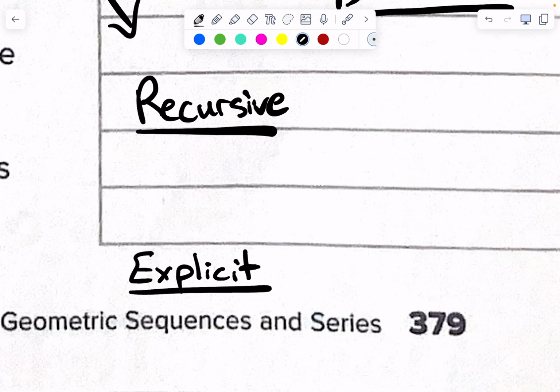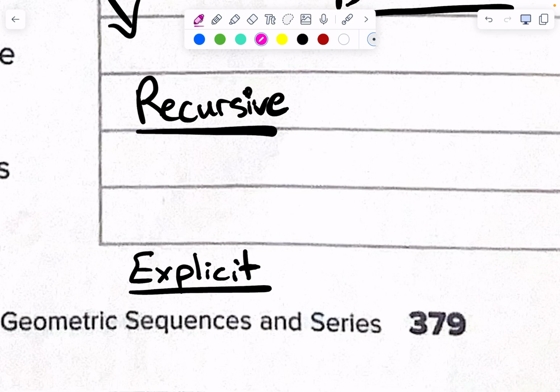The recursive has 2 parts to it. Is it the explicit one with the E looking thing? No, that's the summation. We're not going to do that today. Yeah, there's another part to that, but we're not doing those. Okay, recursive. Here's what a recursive says. Are you guys all watching?